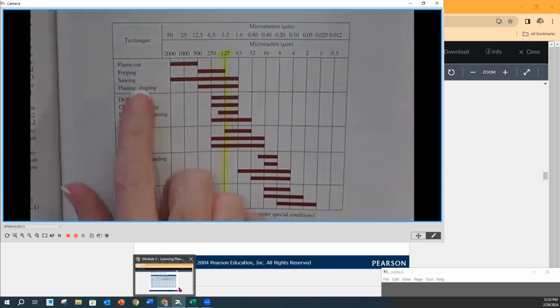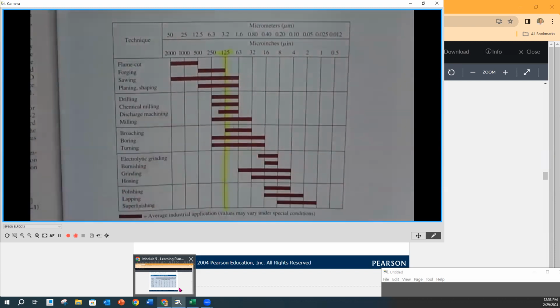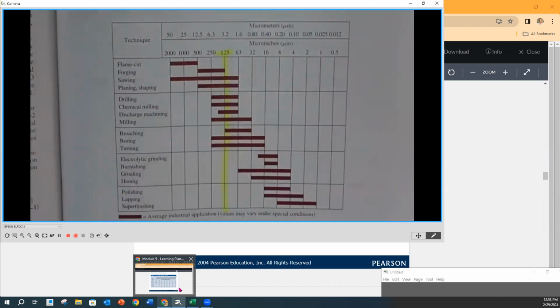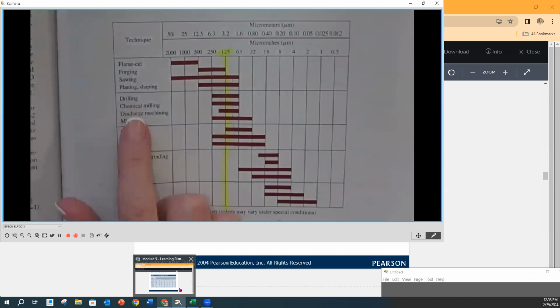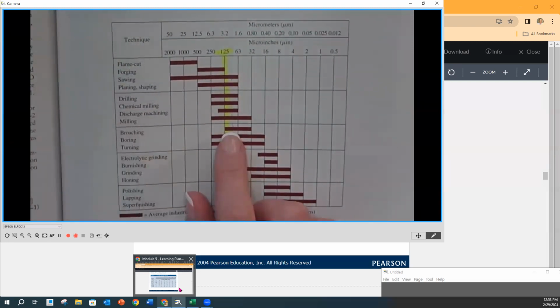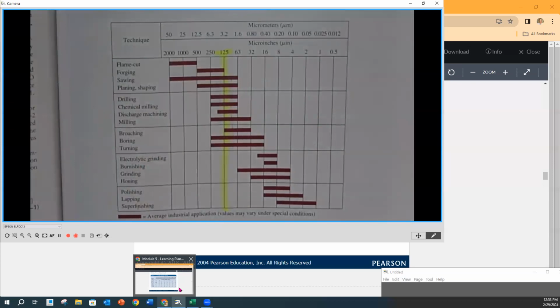Flame cut is over here. But when we start to get to forging, at the high end of forging, it can achieve a 125 finish. Sawing can achieve a 125 finish. Drilling, chemical milling, discharge milling, regular milling, broaching, boring, and turning at the start of it. These are all processes that in a machine shop are readily available. That's why 125 is a big deal.